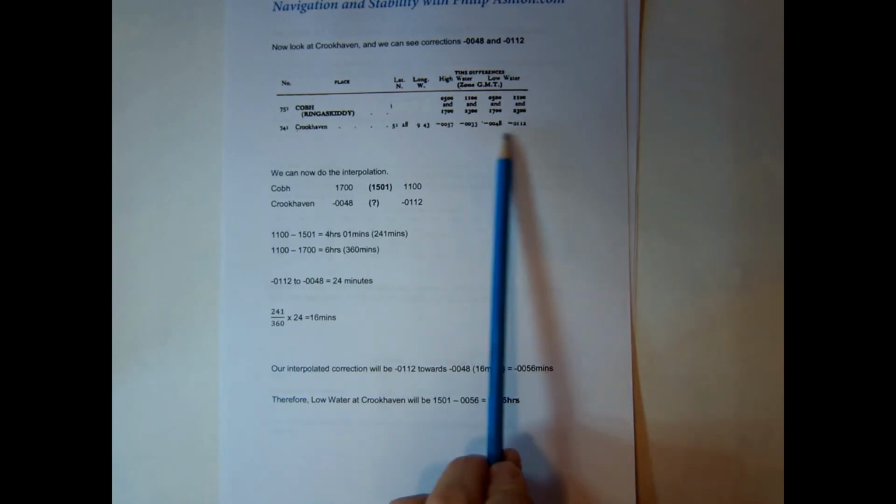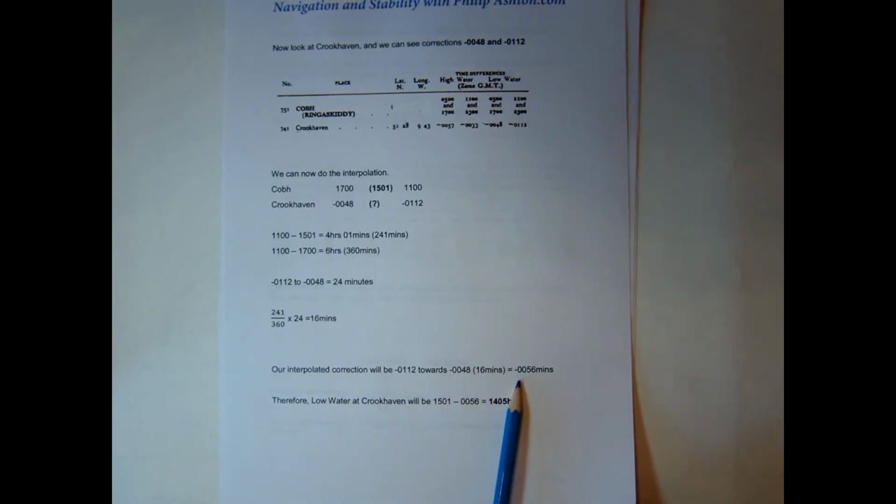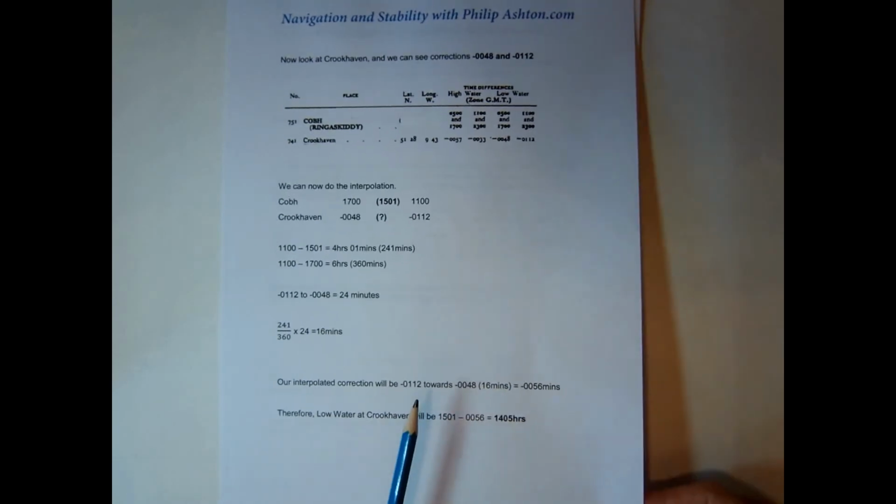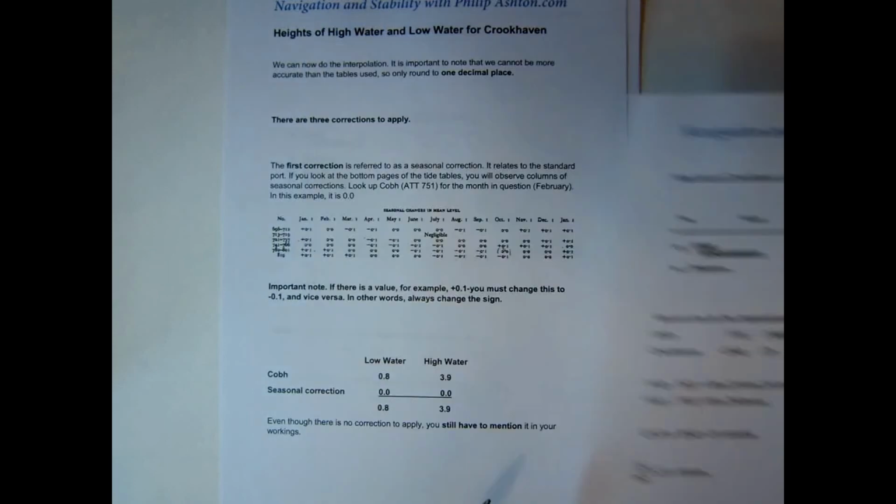So we will go that way with our correction now, that way, because we've gone that way with the clock, and it'll give us minus 56 minutes. So low water at Crookhaven will be 15:01 minus 56, 14:05. Of course, you don't really need to calculate low water when you're doing a tide problem, but sometimes they might ask you to do all the tides for that particular day.